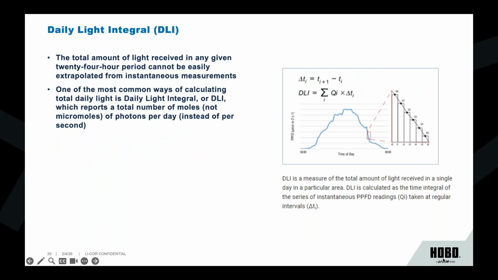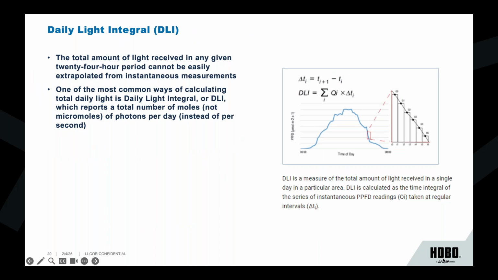The other aspect of why we would want to use a light sensor and a logger to measure things is getting daily light integral. So again, the amount of light received in any given 24-hour period cannot easily be extrapolated from instantaneous measurements. And this makes sense. I cannot say, well, the light is this now, so it must be that forever. We know that's not how it works. Even in an indoor growth situation where the light goes on and goes off, you might still have some changes based on water temperature, turbidity, movement of things in your growth tank, whatever it is.